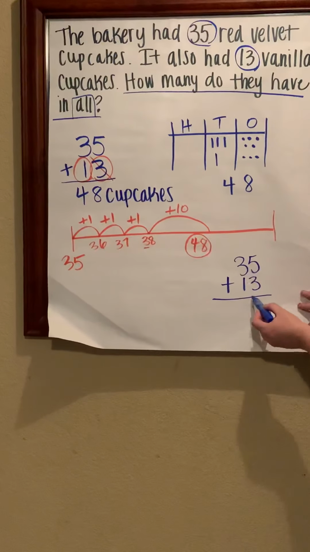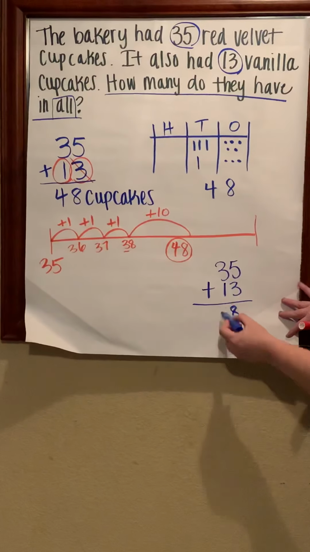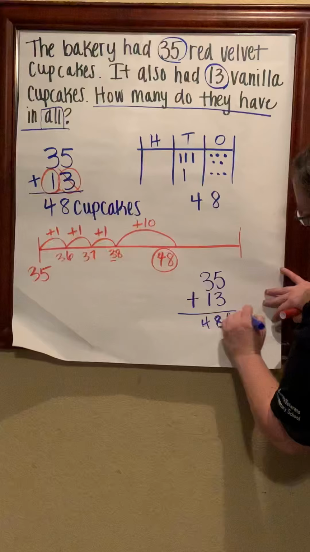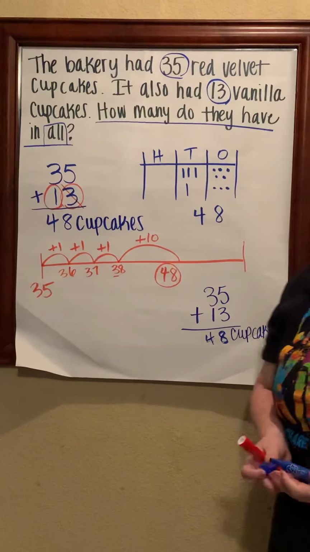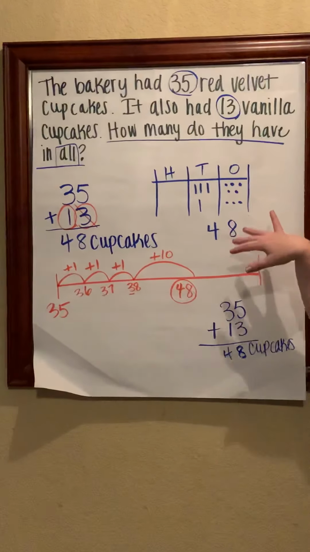5 plus 3 is 8. And then go to your tens, 3 plus 1 is 4. And then again, we're talking about cupcakes, so we would add that to it. And there's your 3 different ways to solve this particular problem. Okay, that one probably seems a little easy.